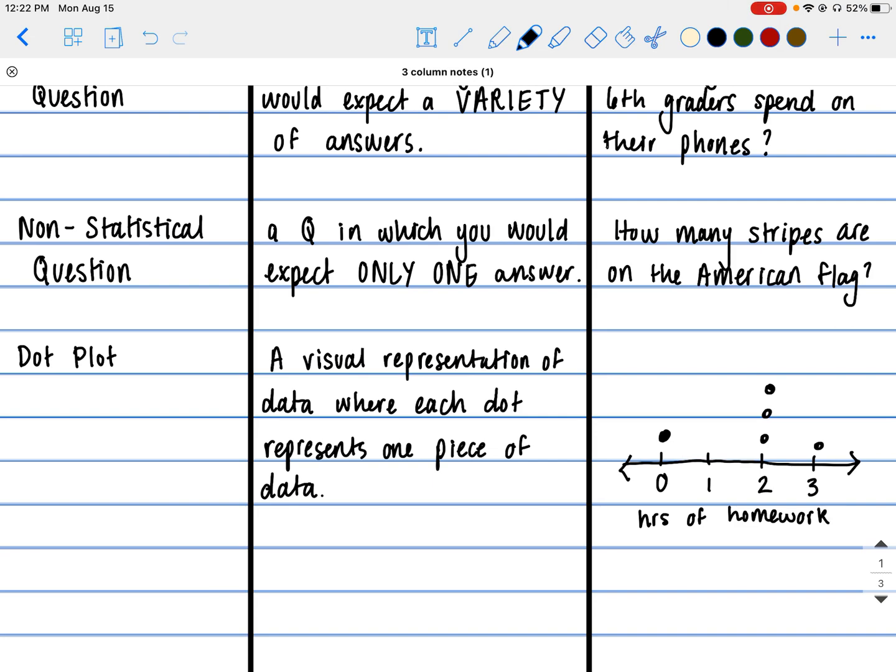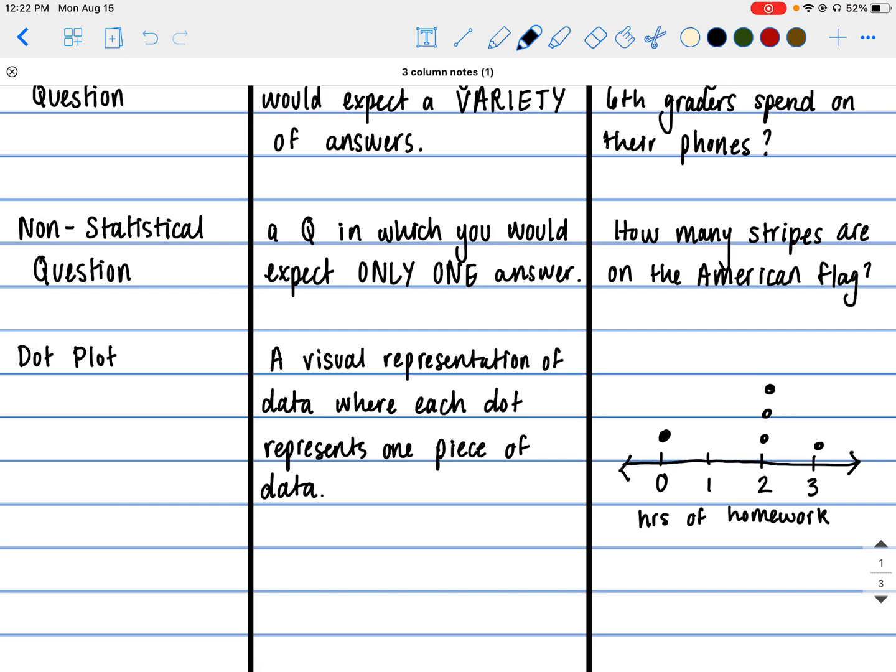All right? Then according to that dot plot, we can say most of the students surveyed here spent 2 hours on their homework, and one of the students spent 0. No students spent 1 hour. That's an example of how to read that dot plot. So that's just a quick example of what a dot plot could look like. All right, always an even scale, and we put dots to represent pieces of data.